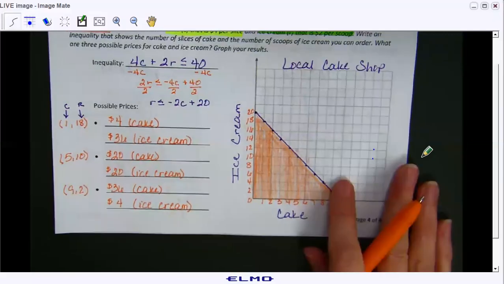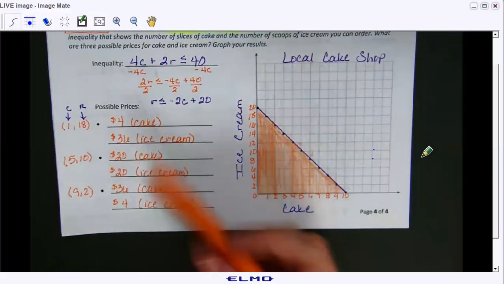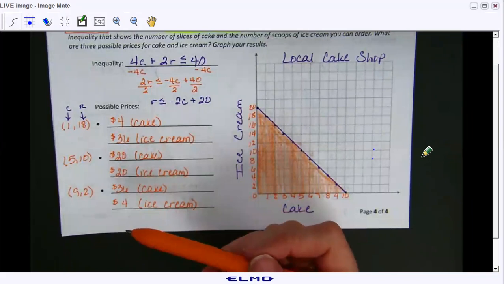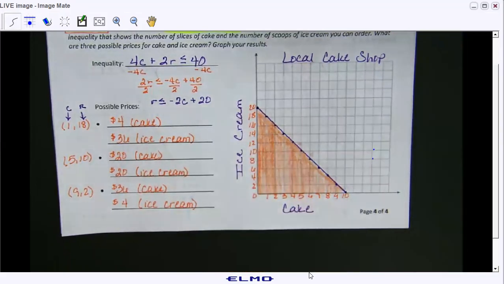Okay, so check your solutions, make sure they're correct. Hold on just a second. Is that cake? Right? Okay, so that concludes lesson 4-5.